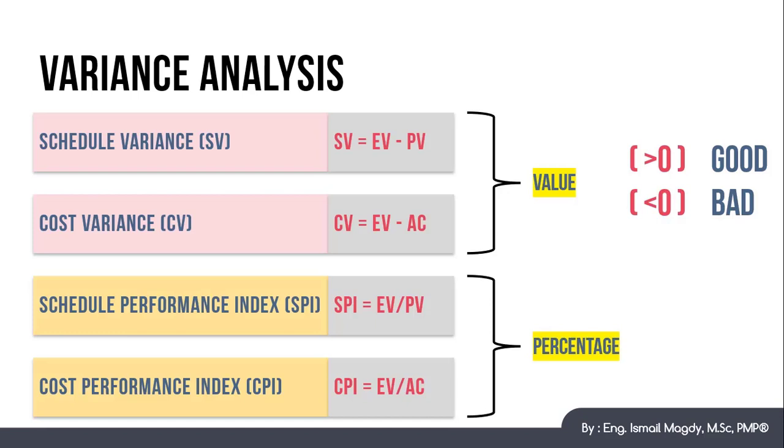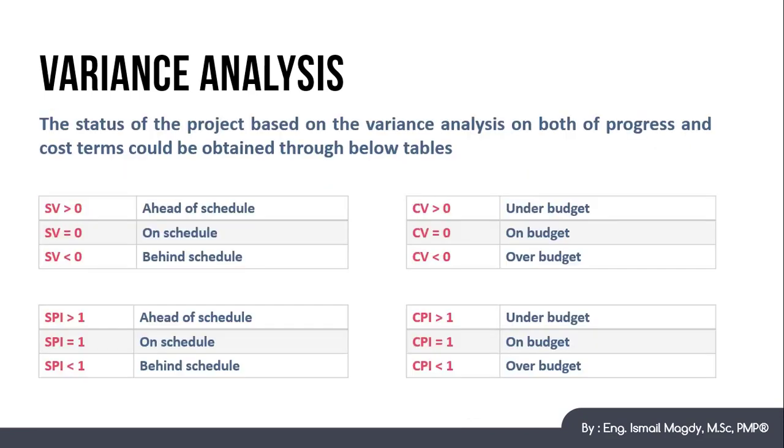So if it is higher than 1, this is a good indication, because it means that the project is ahead of schedule or under budget. And if the results are lower than 1, this is a bad indication, because it means that the project is behind the schedule or above budget. So those are the tables that we have already explained that you can use to determine the status of the project at any given time based on the variance analysis.